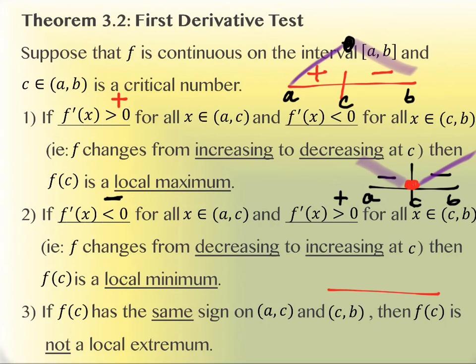So you might have something that looks like, so here's A, here's C, and here's B, and they're both positive. So in other words, the graph's going up and it's continuing to go up. And so yeah, there's not a maximum, there's not a minimum. I can't put that point in there. It doesn't work.